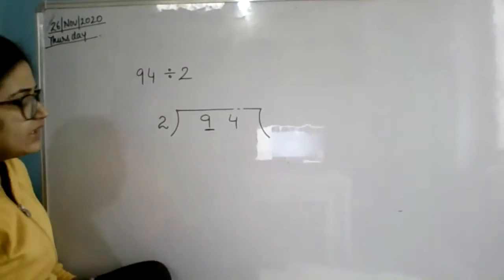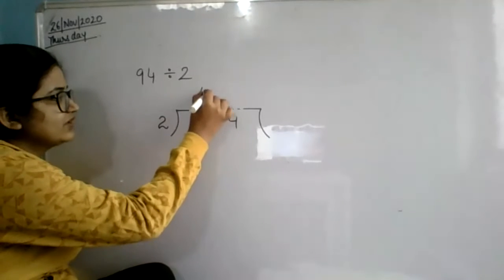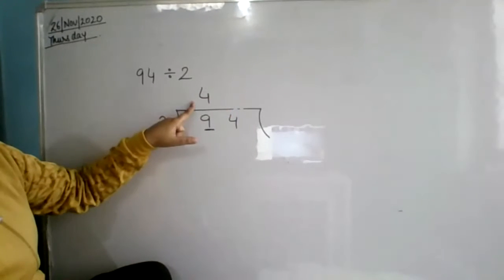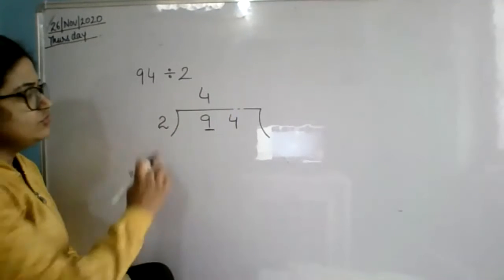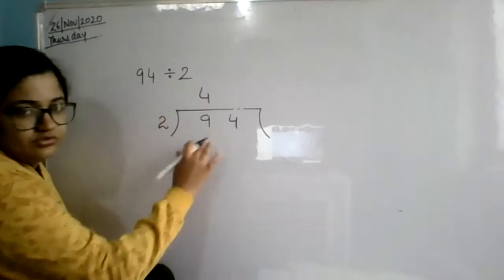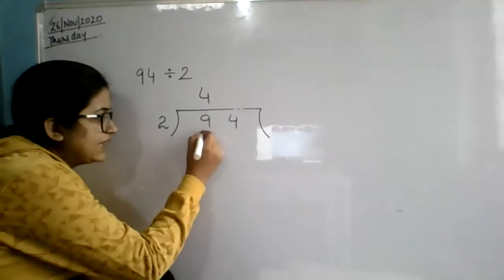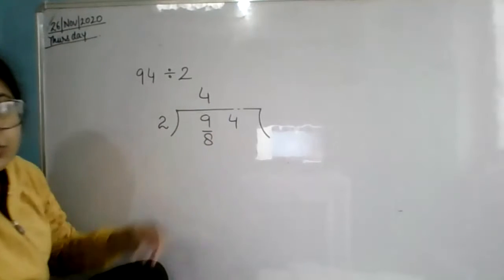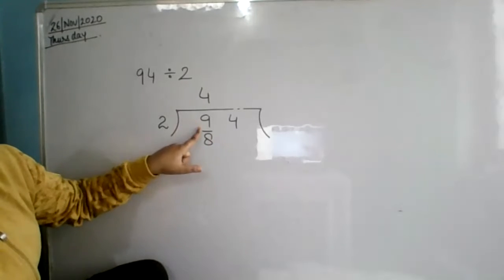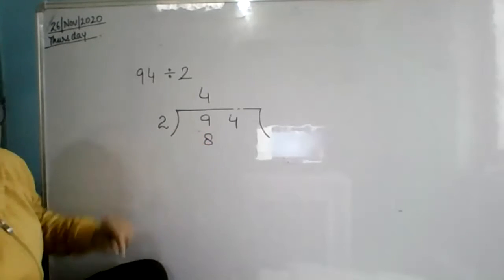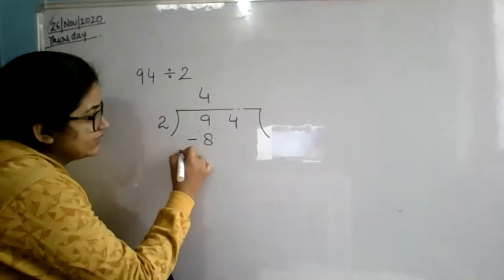Okay, now what will we do? 2 4s are 4, we will write here. How much is 2 4s? 2 4s are 8. So we will write that 8 under 9. 2 4s are 8, we will put it under 9. And now we will subtract it.